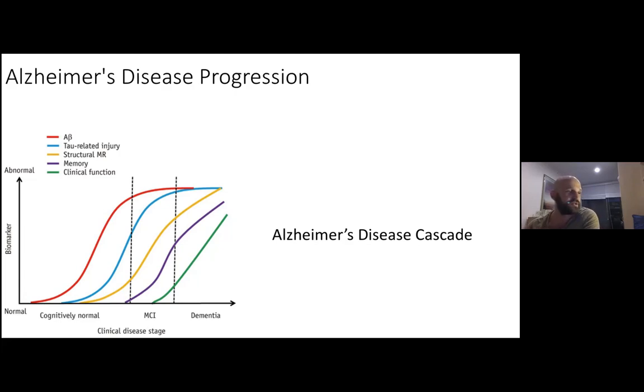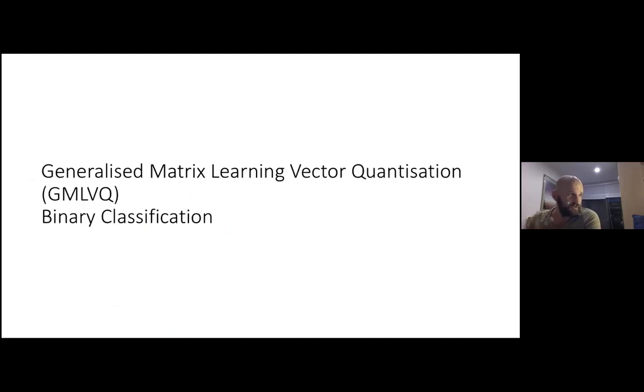Really, this approach goes at how we can pull that information out when we're just trying to train a model using these diagnostic categories. The machine learning approach that I use is GMLVQ. It's a geometric way of performing a binary classification. I'll go through how this works graphically and also in terms of a higher order example.